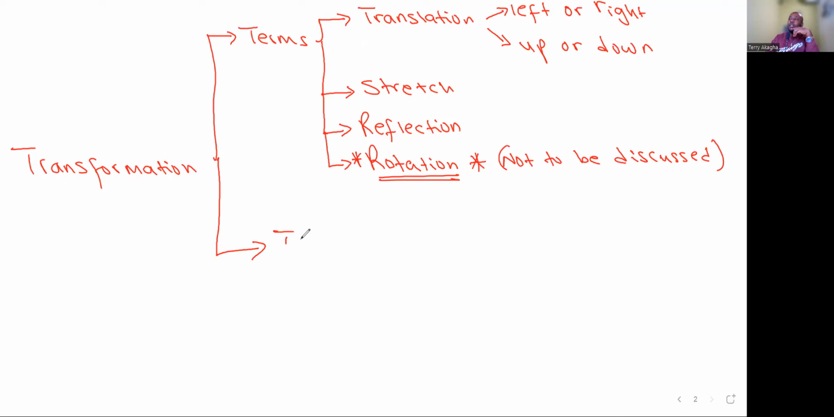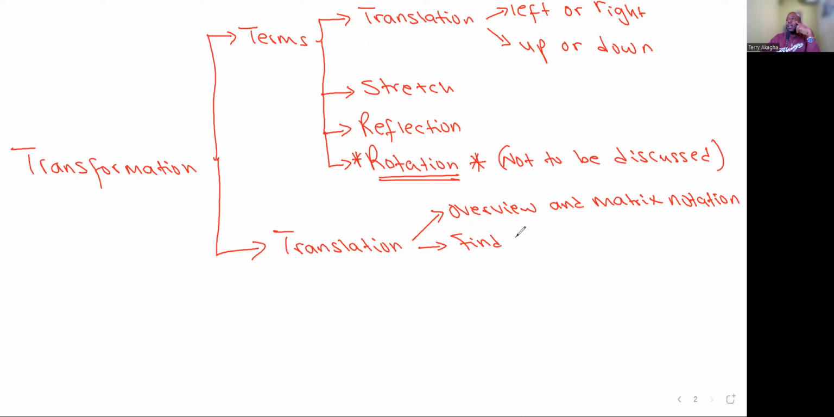So I'm going to talk about, for instance, if we have translation. What I will do is that for translation, the first thing I'm going to do is give you a quick overview and the matrix notation. So I'll introduce the matrix notation as well. Then after I'm done giving a quick overview of what I want to talk about and the matrix notation, the next thing is I'm going to talk about how you find new coordinates. So after you translate a particular graph, what will be the new coordinates, okay?